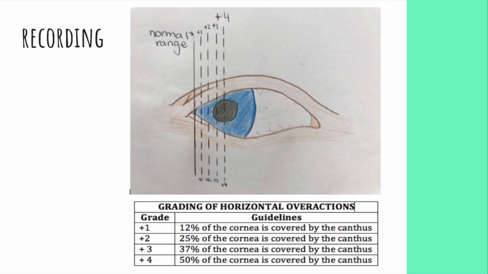Overactions of horizontal muscles are graded based on how much cornea is covered by the canthus. The percentage of function system is used to grade the overaction. The image here indicates a visual representation to show the grades of horizontal overactions based on how much pupil is covered.